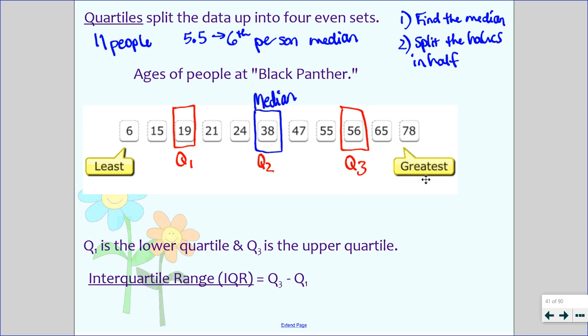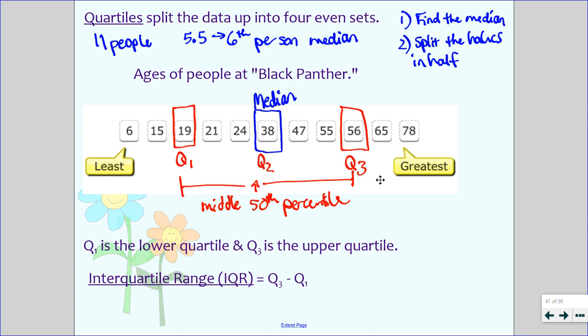You could also say that these people, all the way to here, are in the middle 50th percent of the data. So the middle of the data are between 19 and 56-year-olds, or the middle 50th percentile. So that's what we call the broad middle of the data, where the majority of the people, or half of the data, are going to be between 19 and 56 years old.